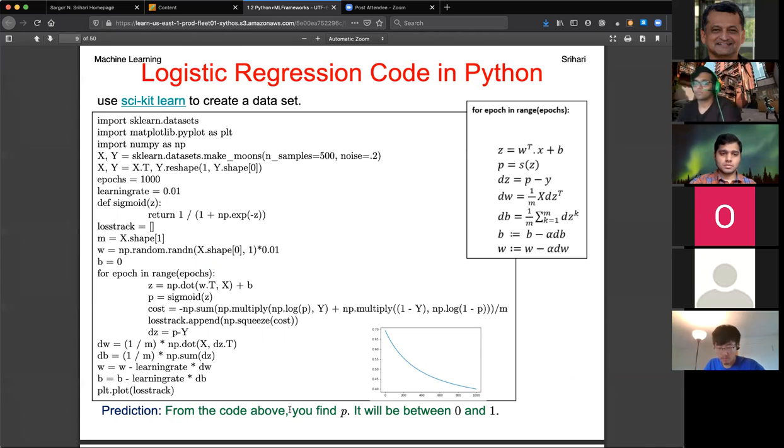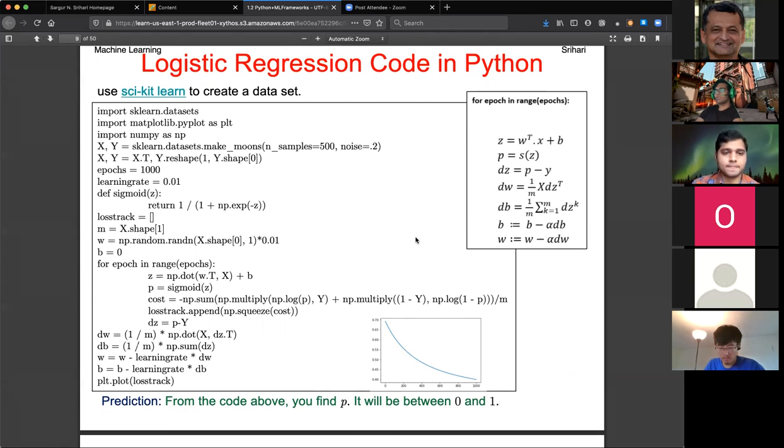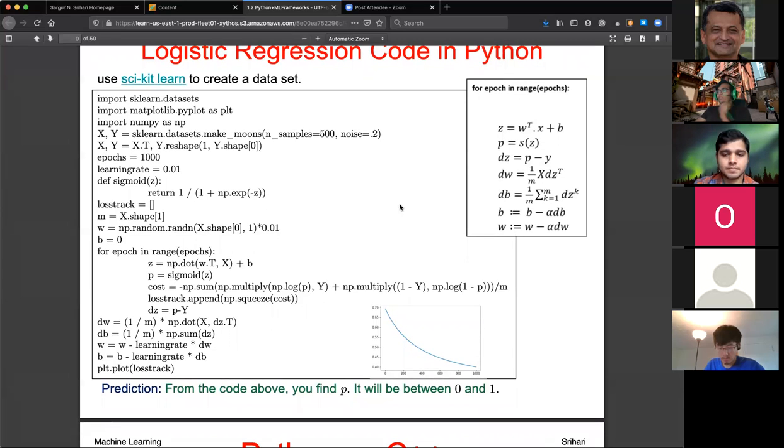From the code above, you find P, and it will be between 0 and 1. You'll have to do this over several epochs where you're presenting the samples again, because what's happening is you're going to be moving down and down and down. So you have to keep presenting the data again and again until you come to a point where we are not changing much. That is a test that is incorporated. Number of samples equal to 500. A few other parameters come into play.